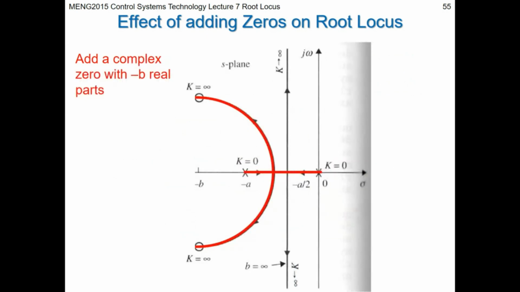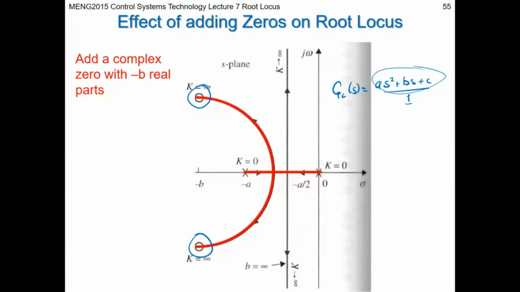Another thing you could do, and this one could also work for the situation we're looking at, is you could actually add a complex zero. So that means you have a complex conjugate pair of zeros. How do you do this? Well, in this case, your GCS would be something like AS squared plus BS plus C over 1, right? So this could give you a complex pair of roots, which is your complex zero, right? So that would end up being a zero with a real part and an imaginary part.